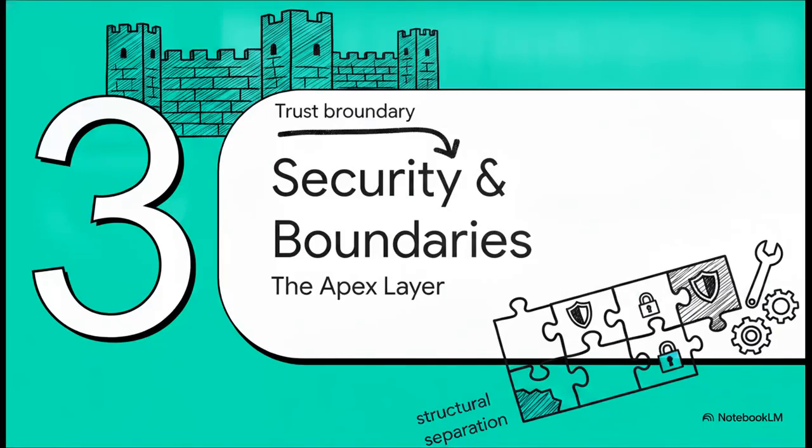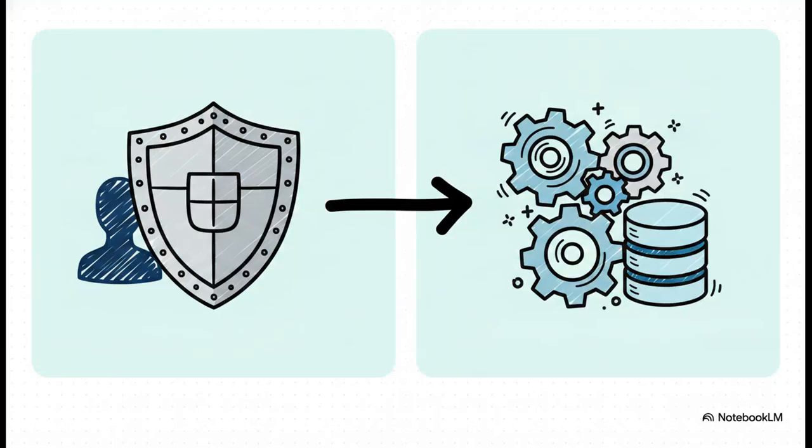Now, for Section 3, security and service boundaries. We're crossing the trust boundary into the Apex layer, where structural separation is absolutely critical. We're using a really strict handler and service separation pattern here. The call notes handler is your UI boundary. It carries that public with sharing keyword, meaning it strictly enforces the running user's record-level access. Zero business logic lives here.